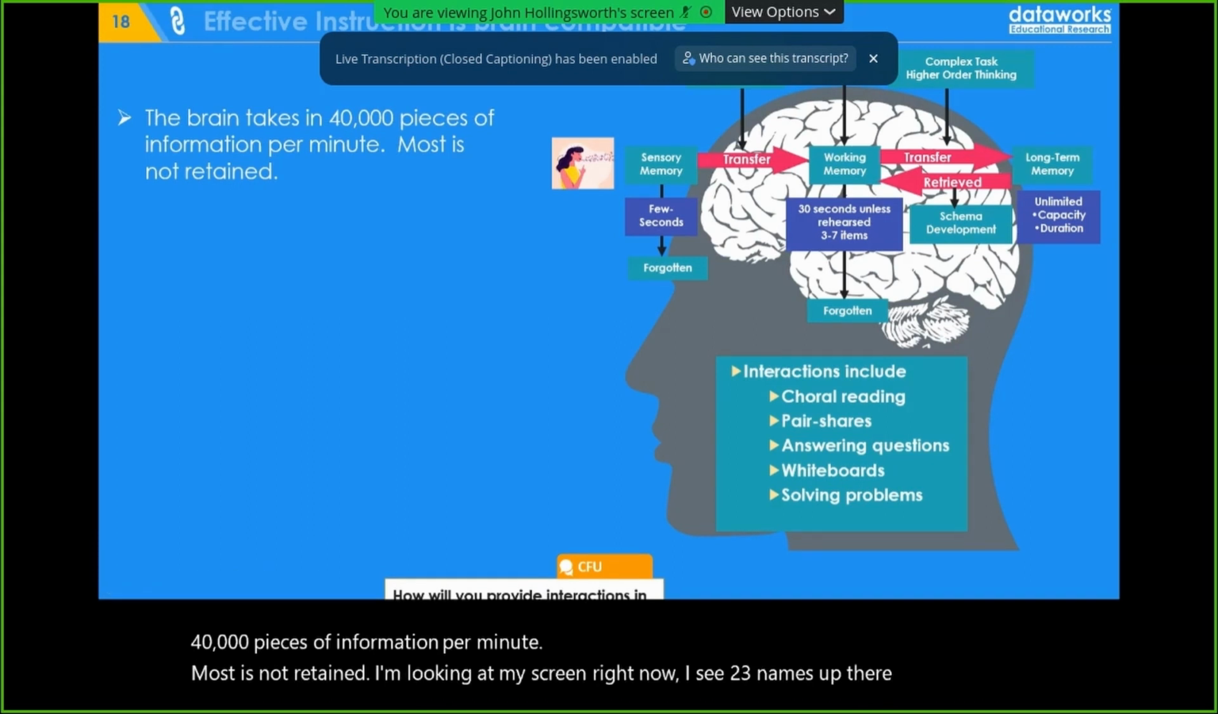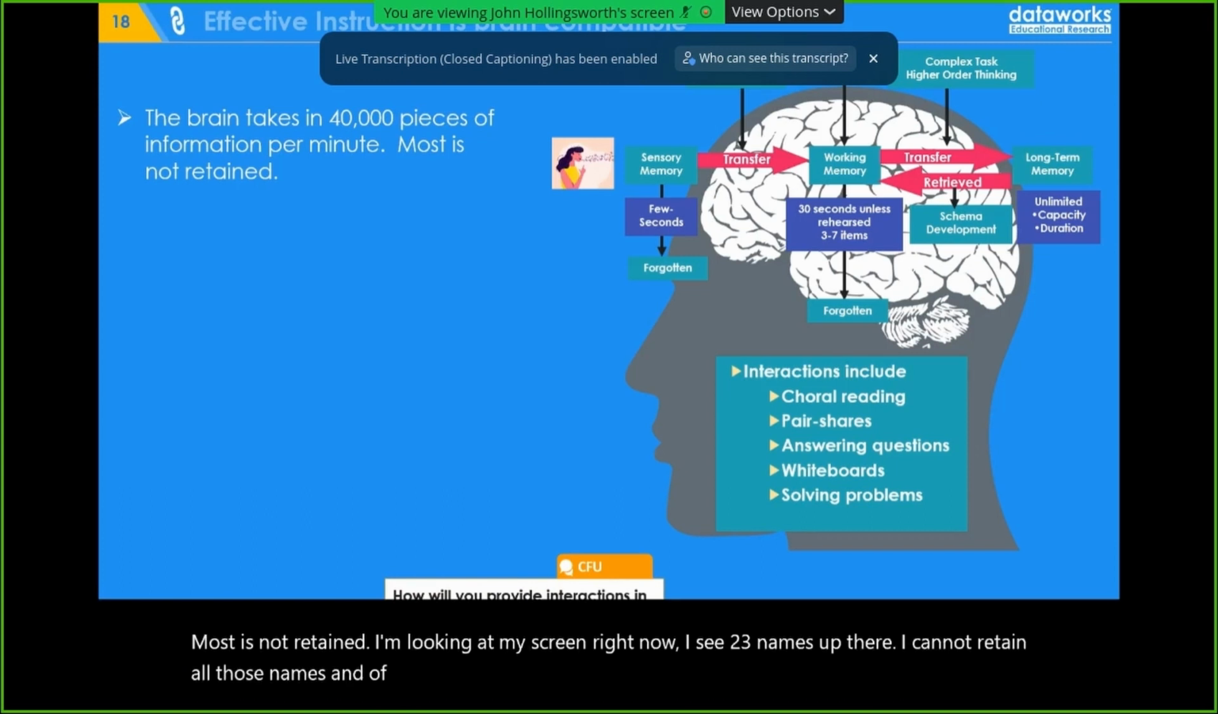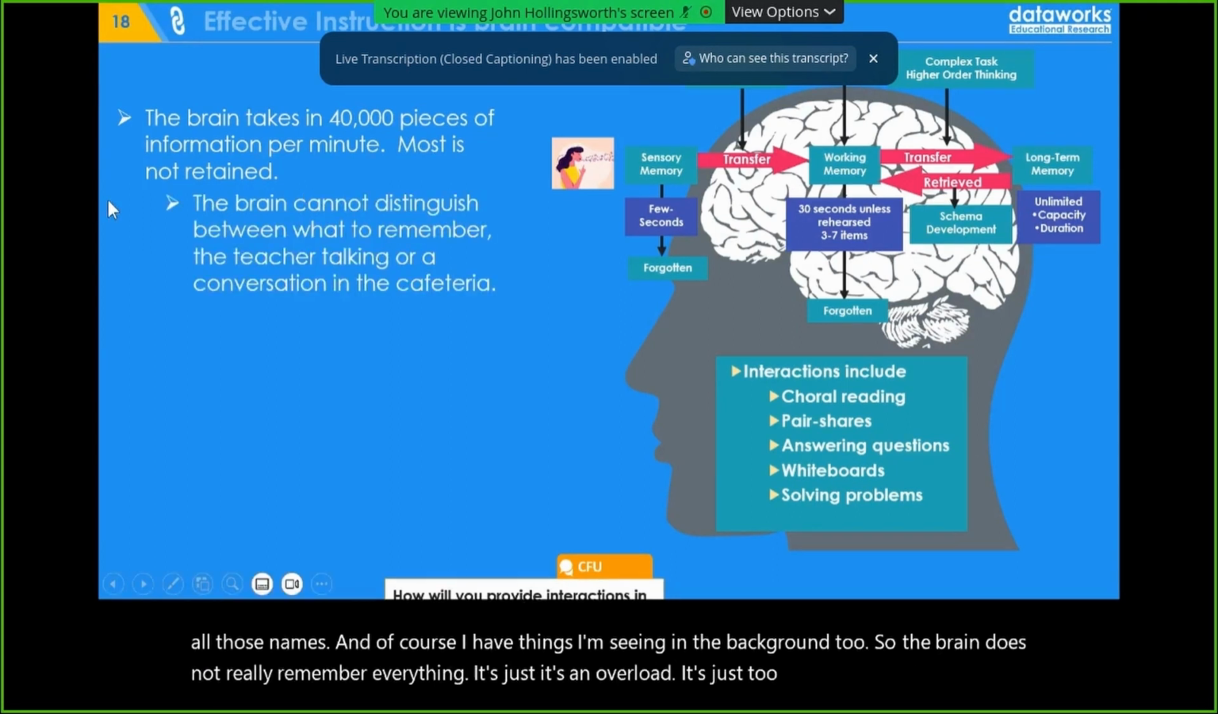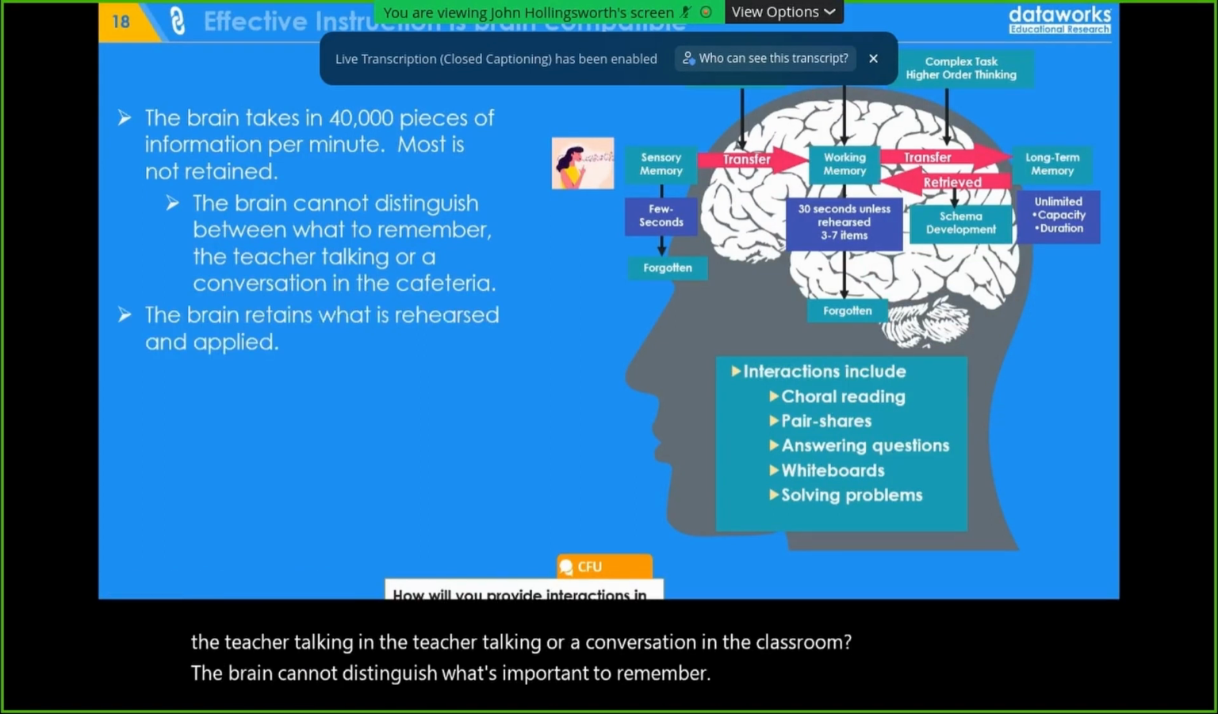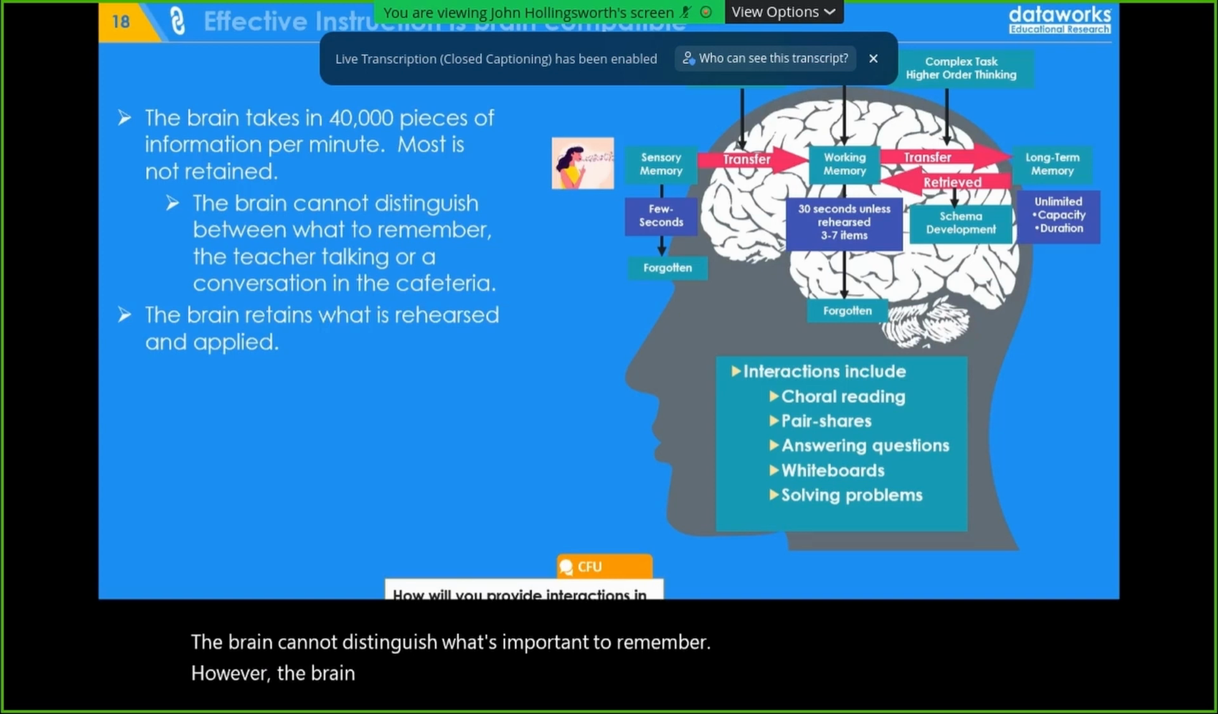The brain takes in 40,000 pieces of information per minute. Most is not retained. So the brain does not really remember everything. It's an overload. It's just too much. Now here's the next big idea. The brain cannot distinguish between what to remember. Should the brain remember the teacher talking in the class, or a conversation in the classroom? The brain cannot distinguish what's important to remember.